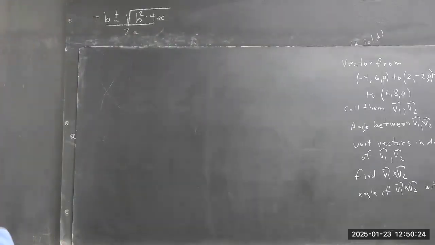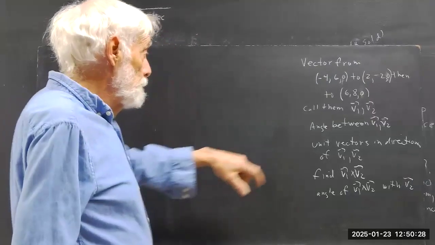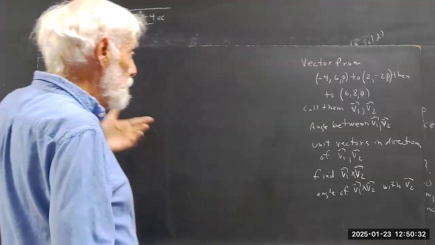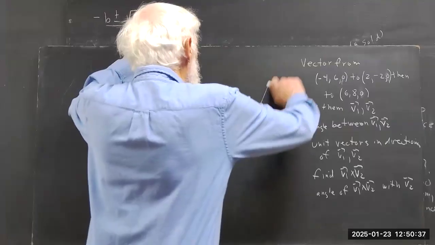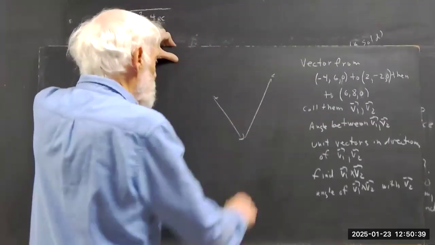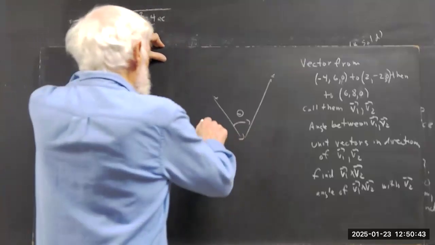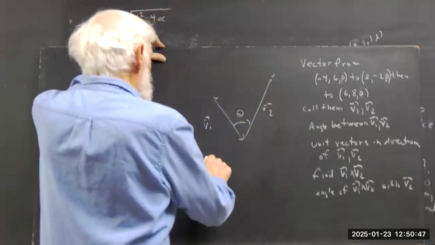Okay, so we have these questions. Got the vector from here to here, and then the vector from here to here. Everybody does a good sketch, with something like that. Got a vector here, and got a vector goes right here. And you try to find, among other things, the angle between them. This is V1. This is V2.